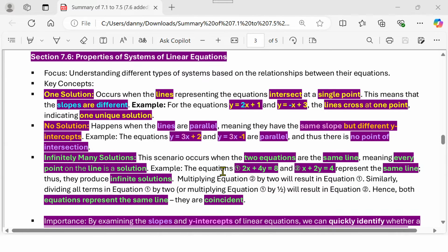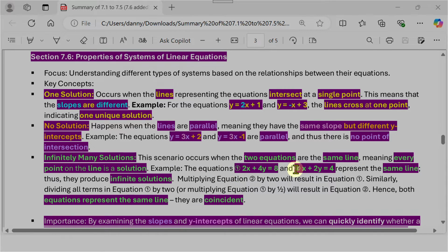If the y-intercept is the same, meaning one equation is just a scalar multiple of the other, meaning they have the same slope and the same y-intercept when they're in their simplest form, when you solve for y equals mx plus b, then you have infinitely many solutions because the lines represent the exact same line. The equations represent the same line. They're coincident lines on top of each other.